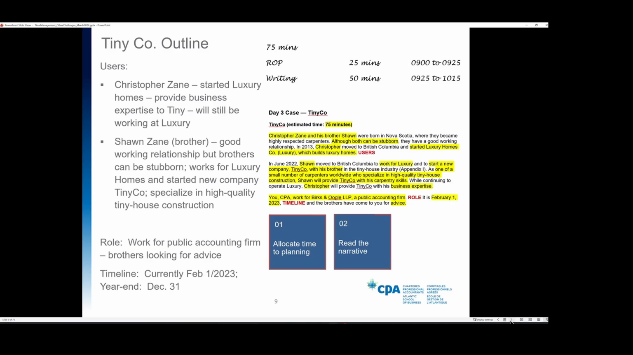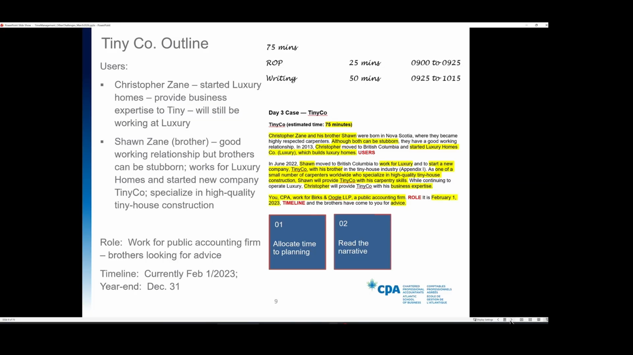So in this aspect, for the best practice that I'm showing you, I'm going to allocate 25 minutes. I'm going to put my start time, 9 o'clock, my finish time at 9:25. The remaining 50 minutes I'm going to dedicate to writing.